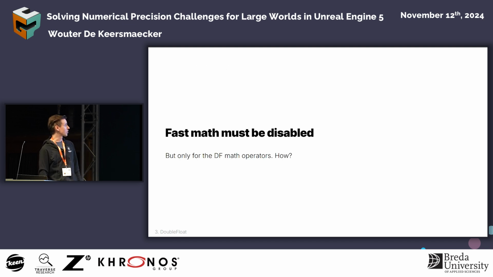So that leads us to the conclusion that fast math must be disabled. But while most shader compilers do offer an option to disable fast math globally, we don't want to do that, because fast math is quite important for performance. And so we really only want to turn it off in these specific sections, these specific functions, where we want to make sure that these are kept intact, and then everything else can be left to be optimized. So how do we do that?